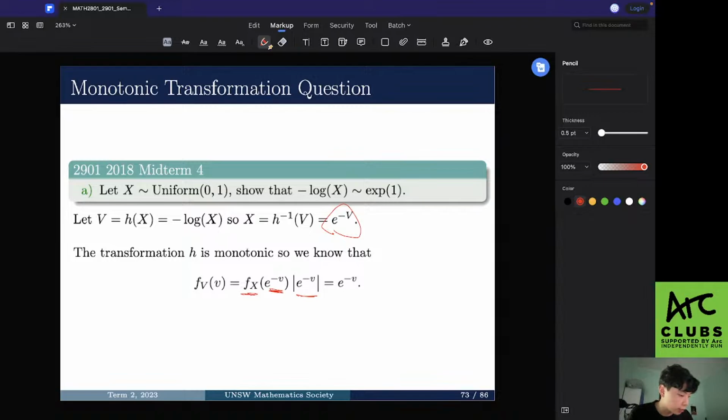And then we know that this is a uniform distribution from 0 to 1, so f of x is actually always equal to 1, right? So 1 times e to the minus v is e to the minus v. And what do we realize? E to the minus v is actually just the exponential distribution where the parameter is 1. So that's how we find out that v, which is equal to minus log x, is equivalent to the exponential distribution with parameter 1.